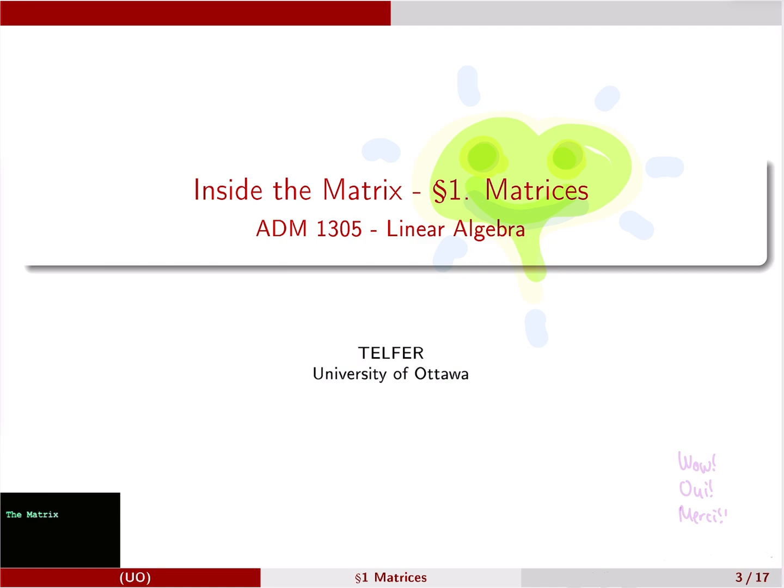For example, when are two matrices equal? How can you add or subtract matrices? Can you multiply a matrix by numbers? Can you multiply matrices? All these operations are going to be defined and introduced, and we're going to look at some examples together. So let's go.